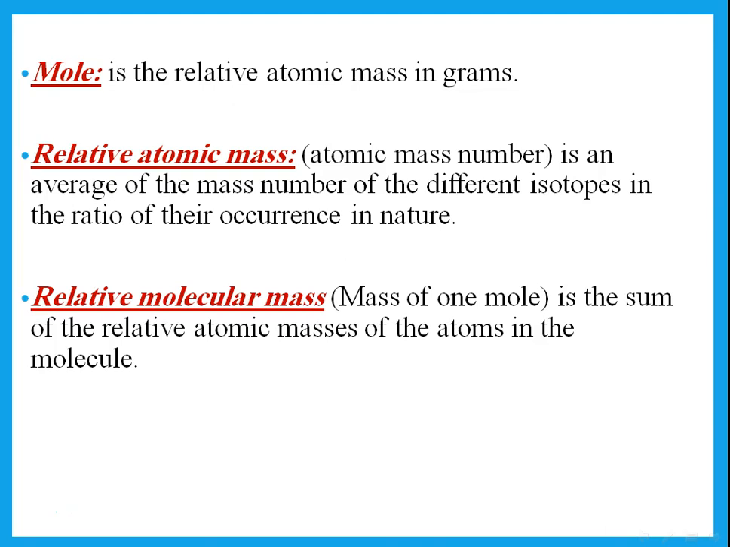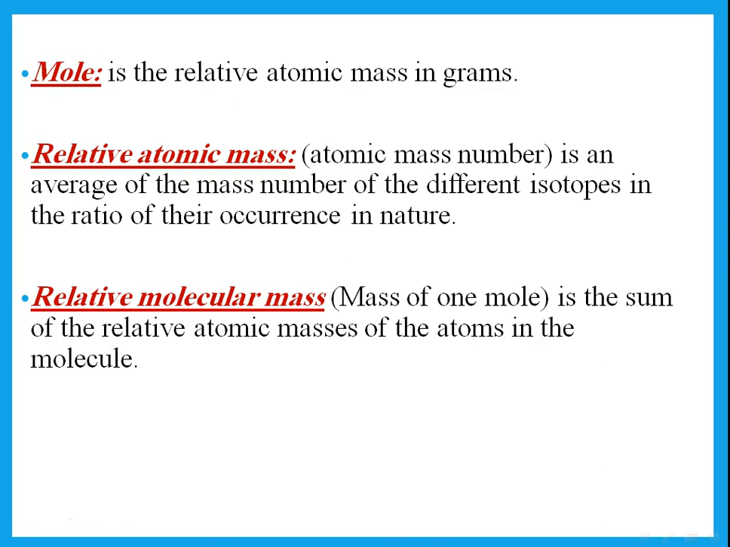Now, the relative atomic mass that you have in the periodic table, which is the mass number, the big number in the periodic table, is actually an average of the mass numbers of the different isotopes in the ratio of their occurrence. So if we have different isotopes for the element, the average of the masses of all of these different isotopes, relative to how much of them we have, the relative abundance or their occurrence, is the relative atomic mass.